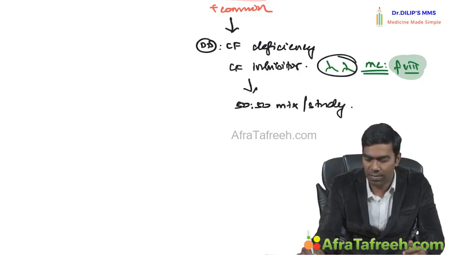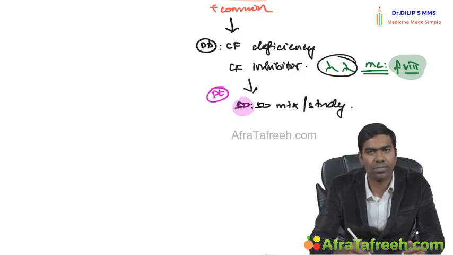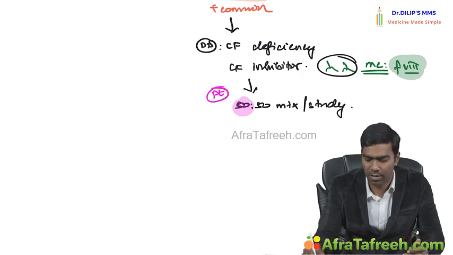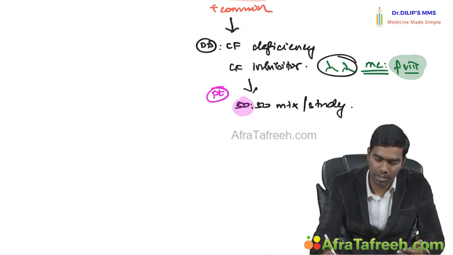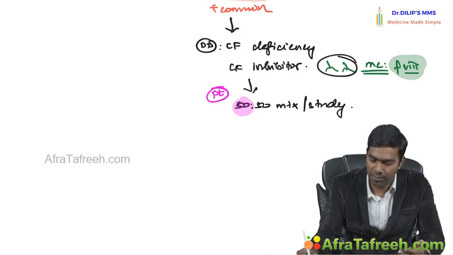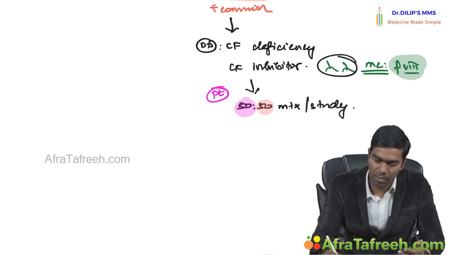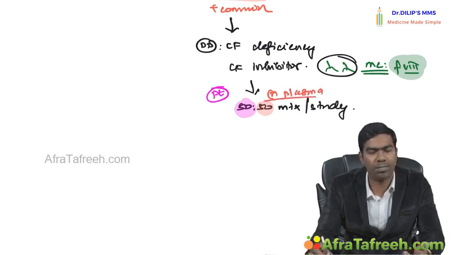What do you mean by the 50-50 mixing study? You take 50% of the patient's plasma, half of the patient's plasma, and the remaining half of that particular reaction will be contributed by a normal plasma. Let me write normal plasma. This normal plasma you will take from pooled donors, obviously, like FFP. From a pooled donor, you take this normal plasma and mix.